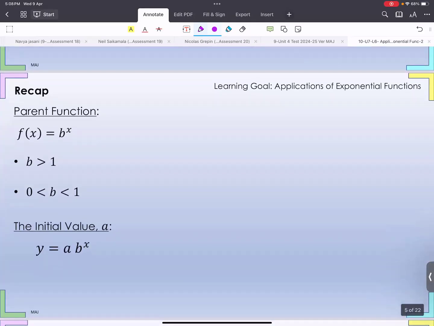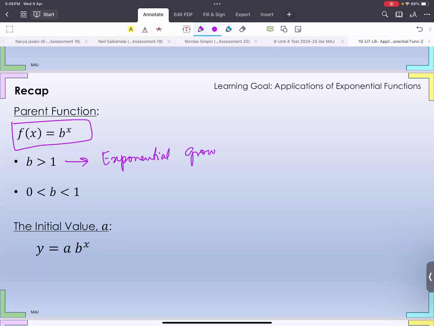Now, in the previous lesson, when we did exponential functions, we looked at the parent function f of x is equal to b power x, and the base can be different. When b is bigger than 1, we get an exponential growth. And we also saw that when b is between 0 and 1, there's exponential decay, right?